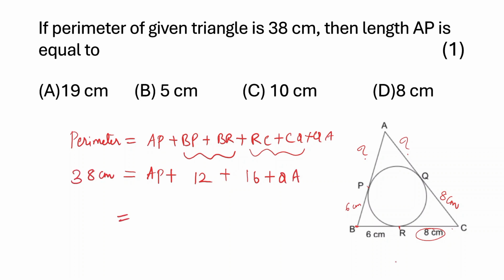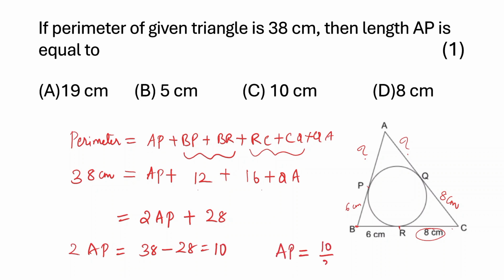AP and QA are equal, so I can write 2AP plus 12 plus 16, 28. So 2AP equals 38 minus 28, that is 10 centimeters. So AP will be 10 divided by 2, 5 centimeters. So option B is the correct answer. AP equals AQ, that you should remember.